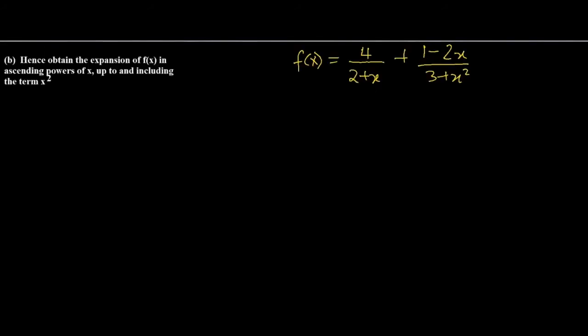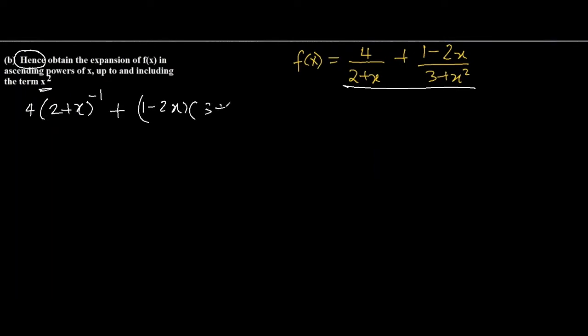This is part B, where they are asking us to expand the answer we got in part A. Because they have used the word "hence", we have to expand this up to x squared. So we can rewrite what we got as 4(2 + x)^(-1) + (1 - 2x)(3 + x^2)^(-1). And to expand them, we will use this formula.